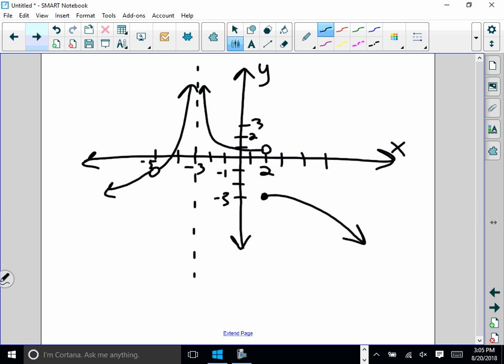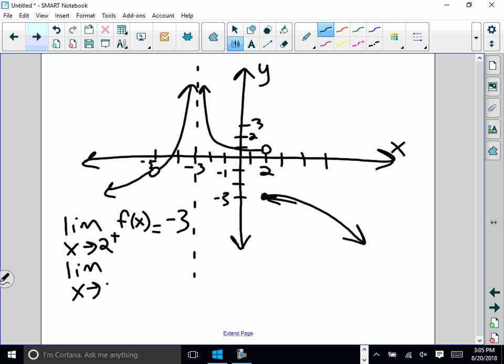Okay, first question. What is the limit as x goes to 2 from the right of f of x? Pause. Answer. The limit as x goes to 2 from the right-hand side is talking about right down here, and that is an answer of -3. Okay, next question. What is the limit as x goes to -5? Go ahead and pause.